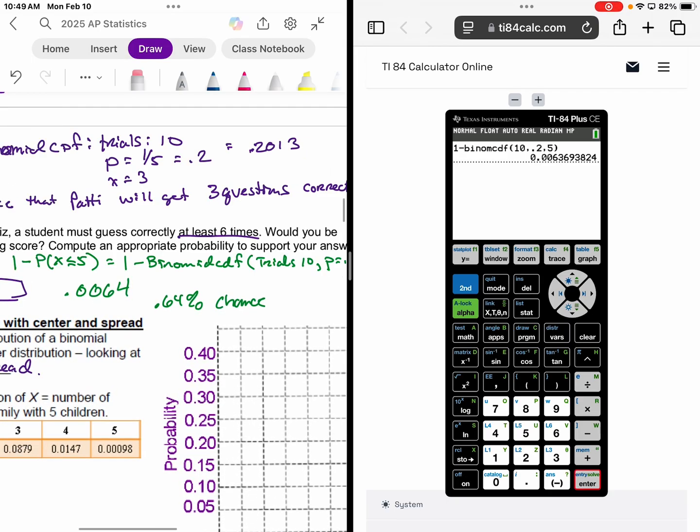Is that a high percentage? Nope. So there is less than a 1% chance that Patty is going to pass by just randomly picking an answer, and then having the computer randomly generate the answer key and so forth. She's got less than a 1% chance of passing. Questions so far?